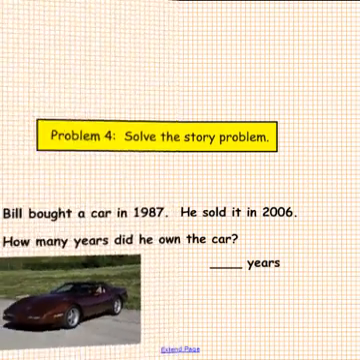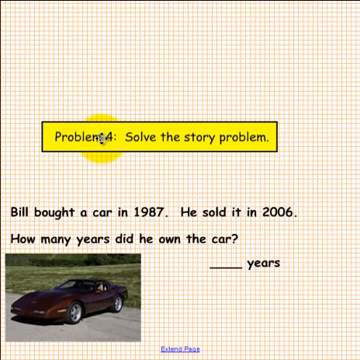Problem 4, the last problem. Bill bought a car in 1987. He sold it in 2006. How many years did he own the car? Please figure out the difference between the two and place your answer here. If you would, please pick up a pen to solve this problem.